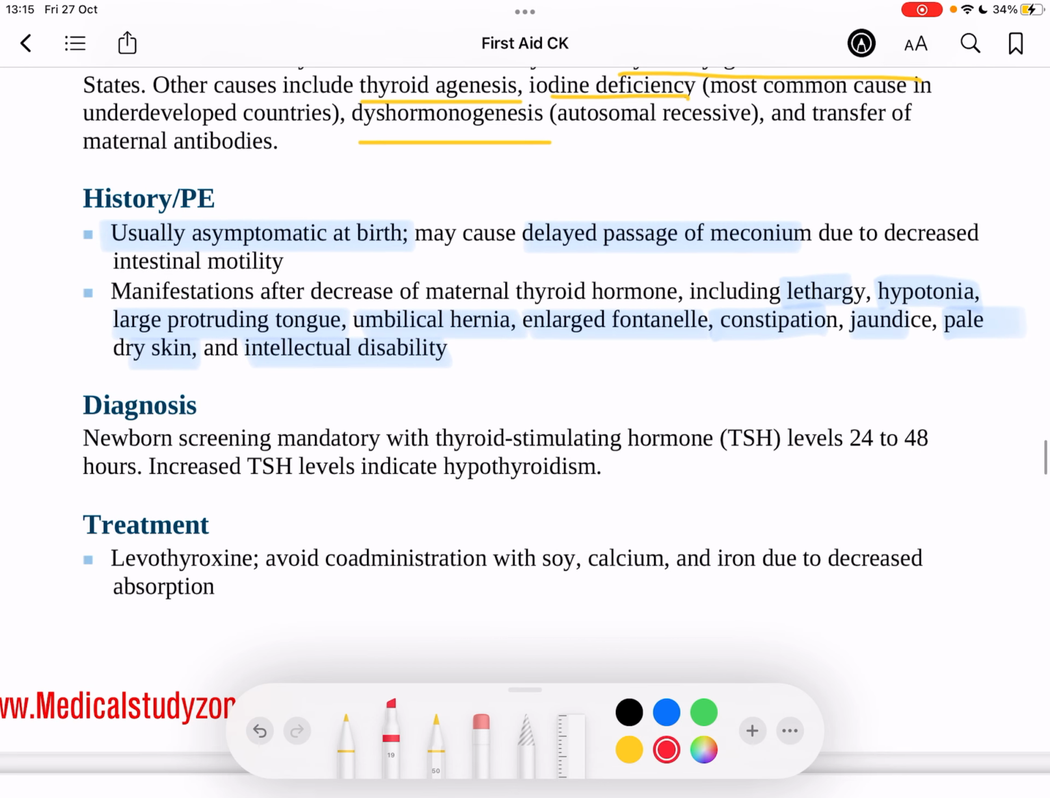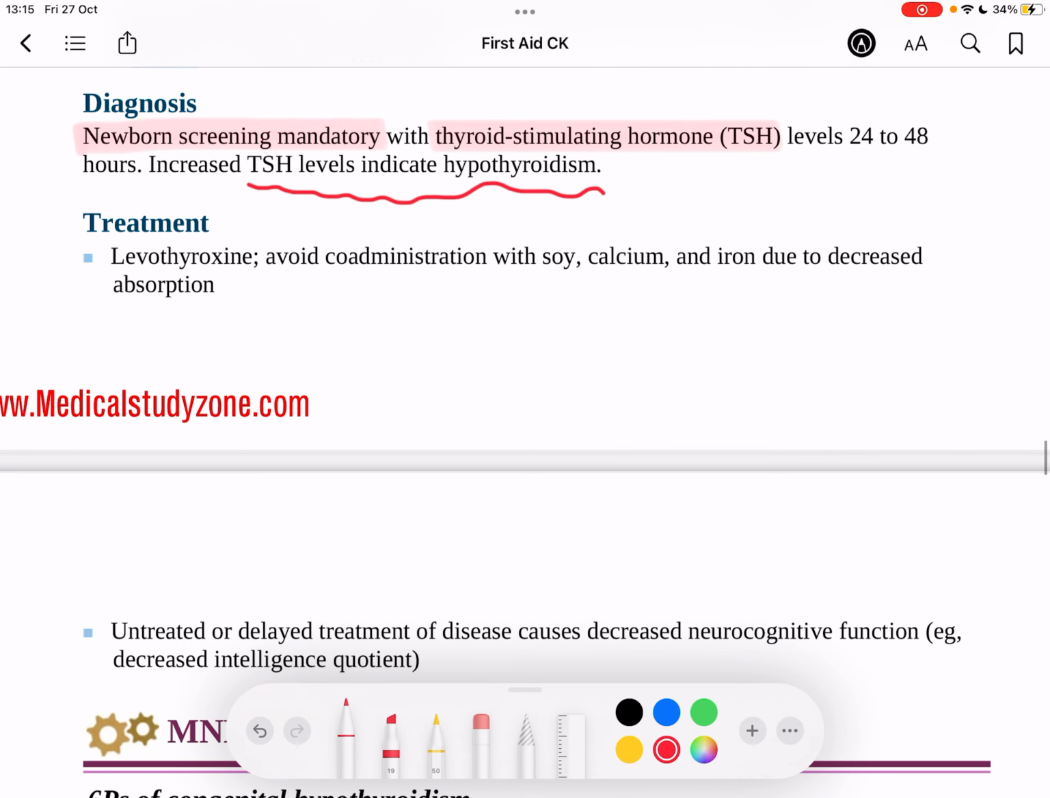Regarding your diagnosis, newborn screening is mandatory, okay? So we screen the fetus for TSH levels, and this is done at 24 and 48 hours after birth. Why? Because we can't see the signs and symptoms of hypothyroidism, so I have to screen for it. If the patient has an elevated TSH level, that's indicating to me that I have a primary thyroid hormone problem in the fetus.